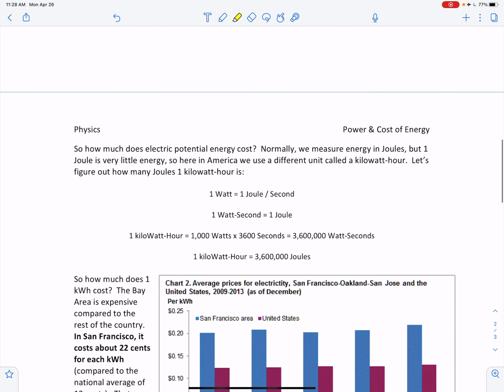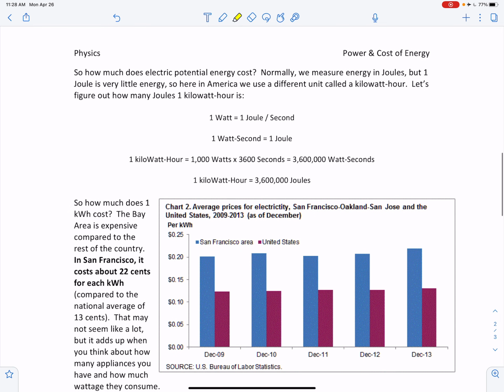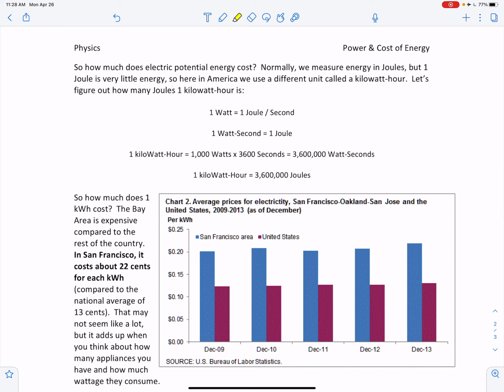So how much does electric potential energy actually cost? Normally we measure energy in joules, but 1 joule is very little energy. So here in America, we use a different unit called a kilowatt hour. You may have heard of a kilowatt hour before. That's the unit, by the way, that would show up on an electricity bill.